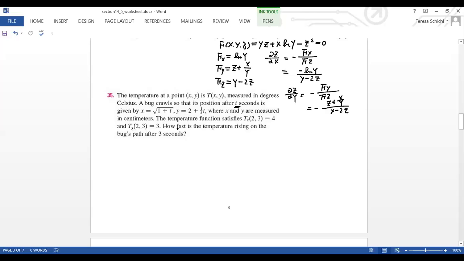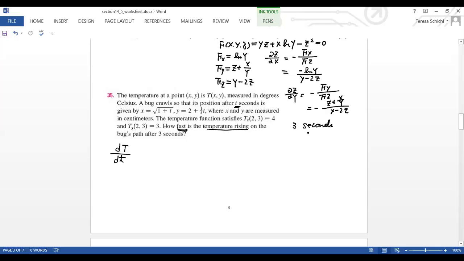So we want to see how fast the temperature rises. That means I'm looking for the temperature change over time, after 3 seconds. You need to know how to set up the problem, because that's the rate of change for temperature. So you say the change of T over time, for 3 seconds.